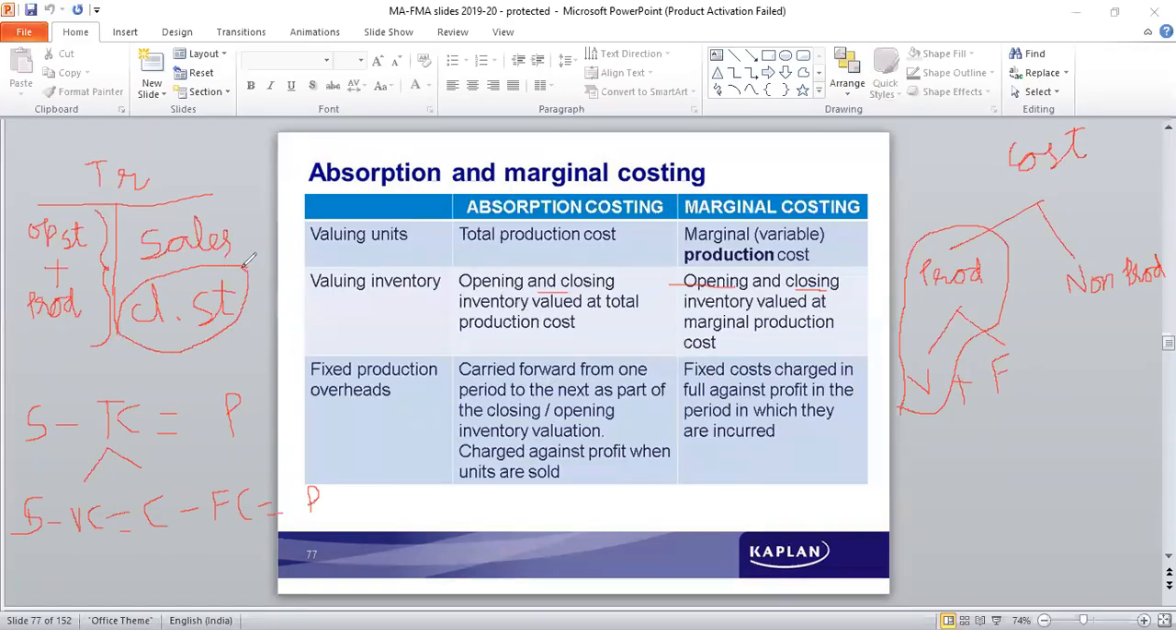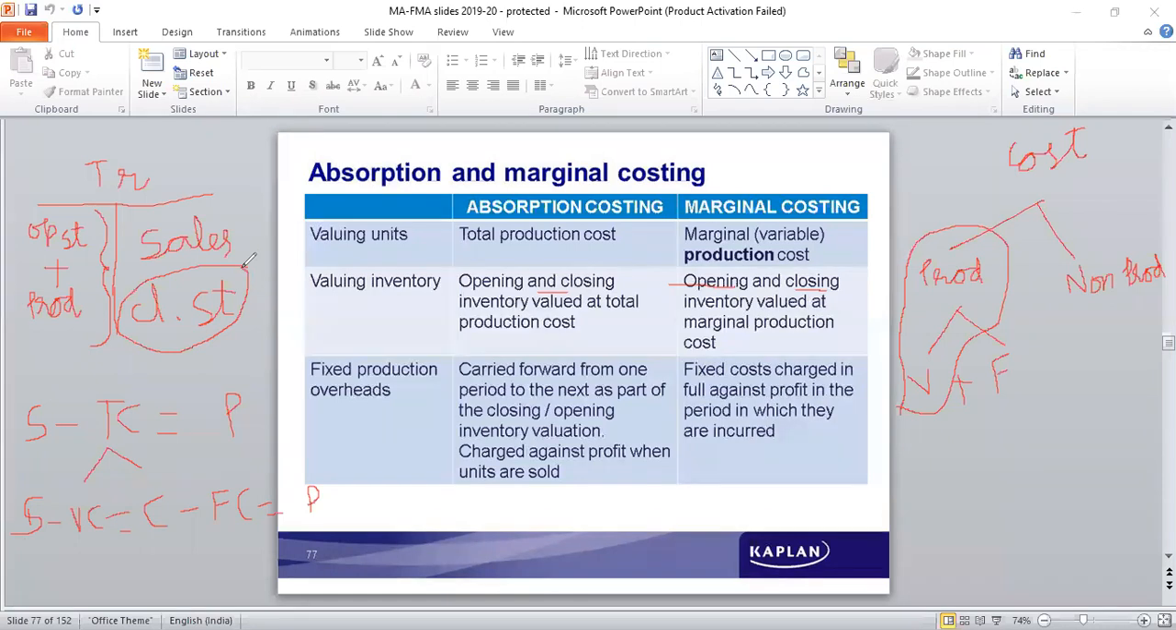Absorption costing suggests that whatever the total production costs are, proportionately charge one portion to the ending inventory. Let's say that total units available are 1000 units. For 1000 units, 50,000 is spent. Ending inventory is 100. So for 100, how much should be the cost? As simple as that. There is no categorization, differentiation or specialization. Proportionately, they charge a portion of the total cost to the ending inventory.